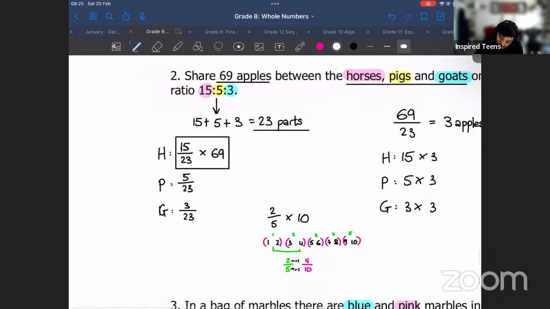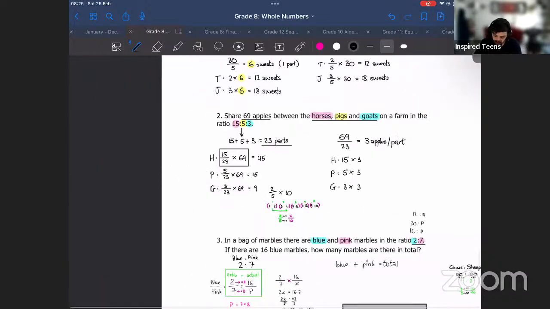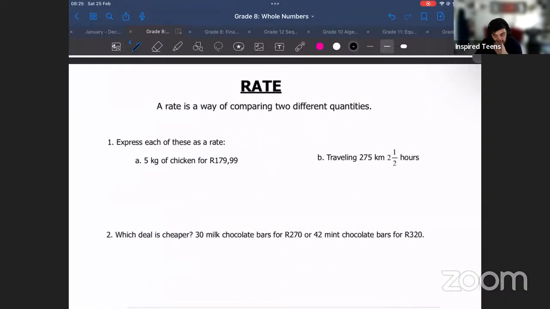Then I multiplied out each answer and I get a value of, I'll tell you for each one, 45, 15, and 9. Each the amount of apples that each animal gets. Okay, let's move on to rate.